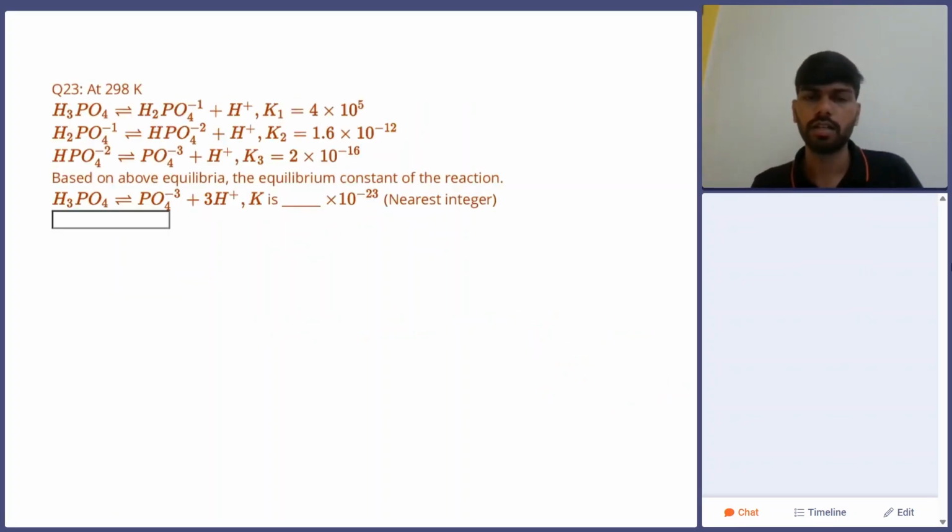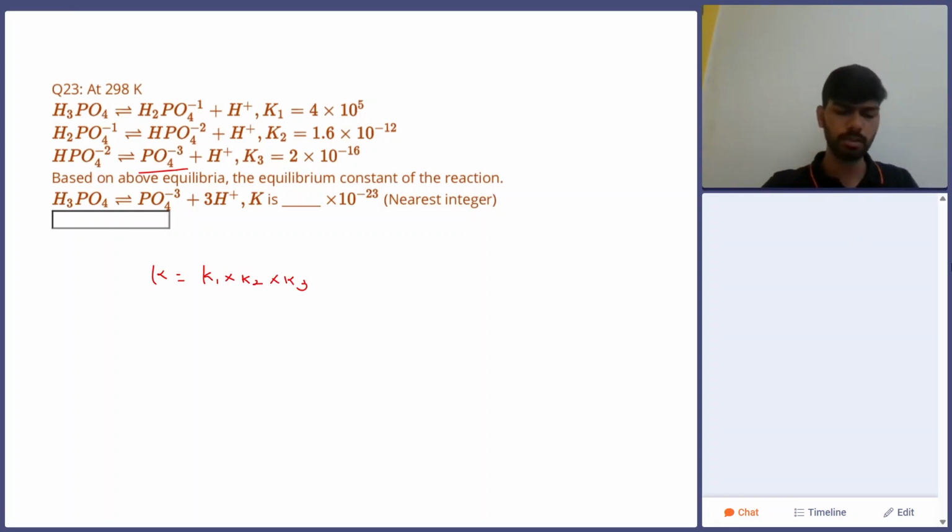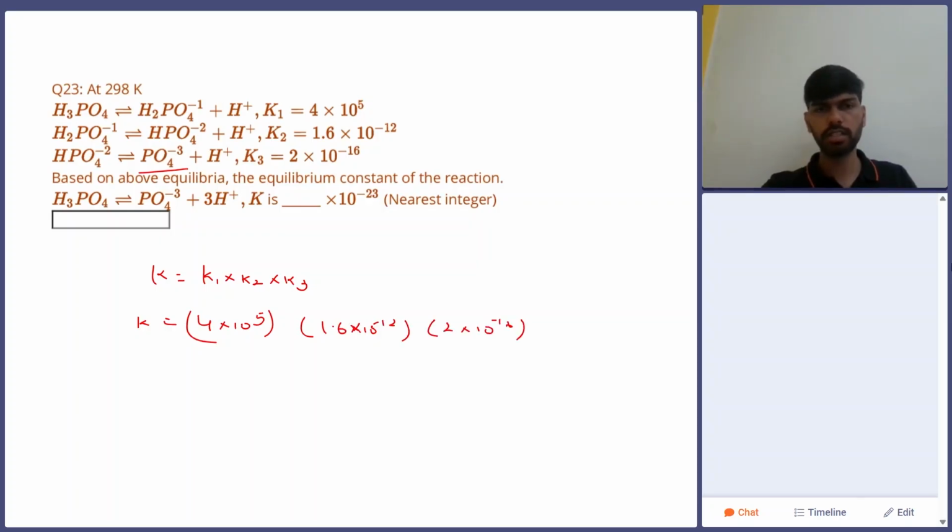Next question. At 298 Kelvin, H3PO4 dissociates, K1, K2, and K3 are given. So K we have to find. So overall, finally H3PO4 goes to phosphate plus 3H. So they're directly asking K. So when you add these reactions, K is K1 into K2 into K3. This is the equilibrium concept. Okay. So now K will become what? That is 4 into 10 to the power 5, and this is 1.6 into 10 to the power minus 12, into 2 into 10 to the power minus 16. Now 4 into 1.6 into 2, into 10 to the power, this is going to be 5 minus 12 minus 16.